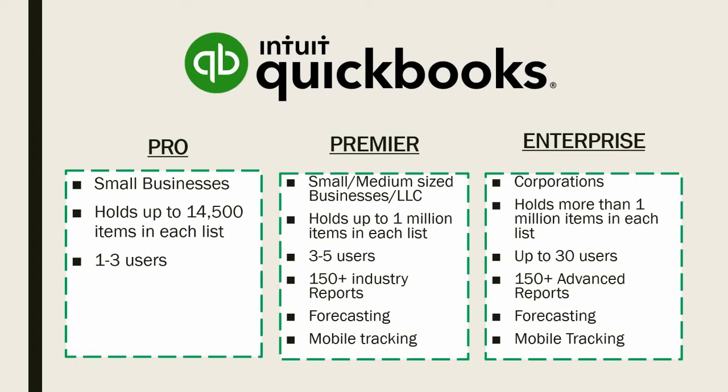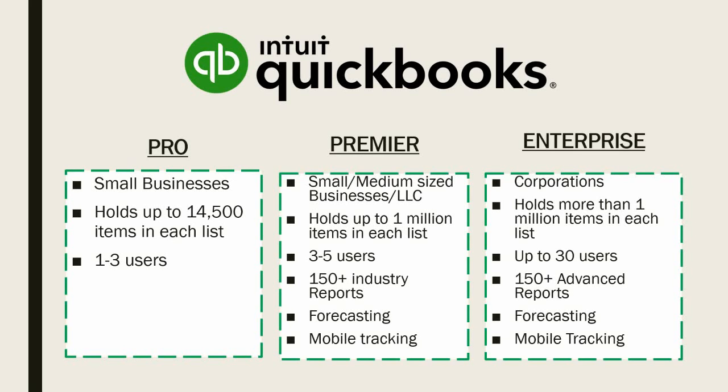Now, I'm going to go ahead and break down each individual one here. So for the Pro, Pros are usually geared towards small businesses. They usually have up to 14,500 items. Okay, so items means it could be a list of your customers, a list of items that you sell, like your products. Accounts are considered an item, all right? So having at least 14,500 items is a lot.